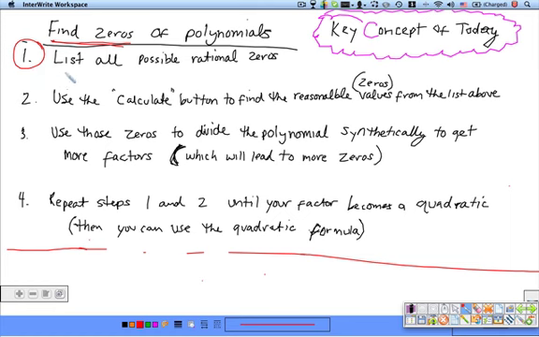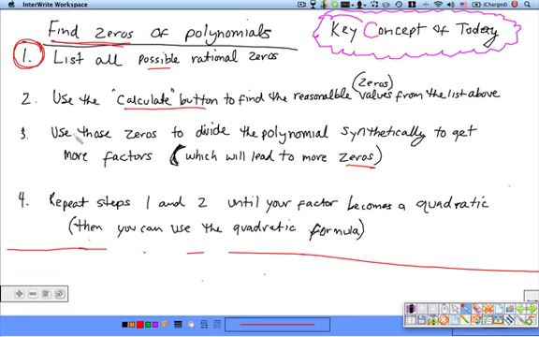Number 1, list all possible rational zeros. Sometimes we have to do this, sometimes we don't, but just keep this in mind. List the possibilities. Then step 2, we're going to use the calculate button in your calculator to find the zeros from this list. Then we're going to use those zeros to divide the polynomial synthetically, which will lead us to factors, which then will lead us to more zeros.